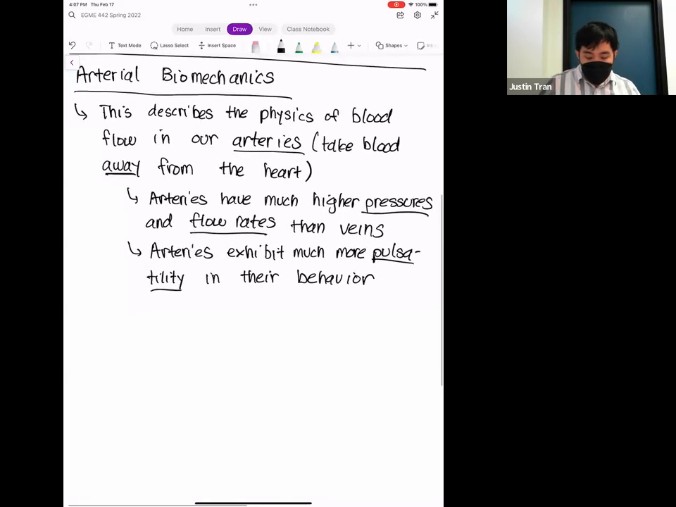Right. So remember, the pulsatility arises from the fact that arteries are most connected to the heart, and every time the heart beats, that's going to cause a spike in pressures and flow rates in the arterial system. If you compare that to the flow in the veins and even in the capillaries, the flow in the capillaries and the veins tends to be a lot more constant. And so it's almost constant flow in your capillaries and the veins compared to the arteries.